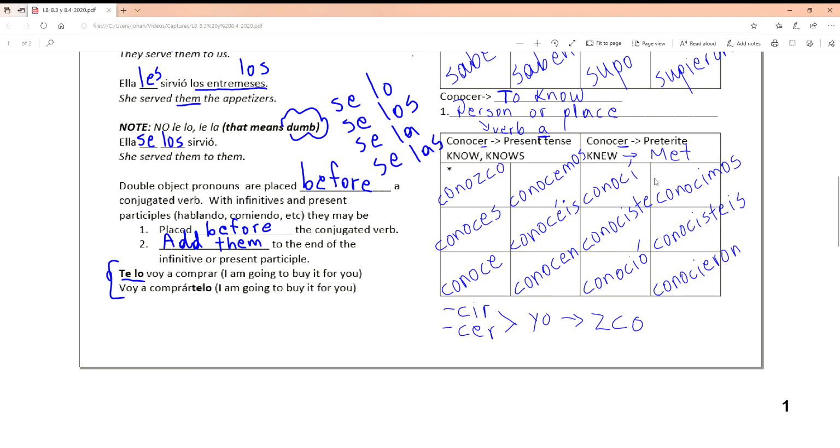When I use this in past tense, it takes on the meaning of met. But in the past, it is regular, so that's a good thing. Repite después de mí: conocí, conociste, conoció, conocimos, conocisteis, conocieron.